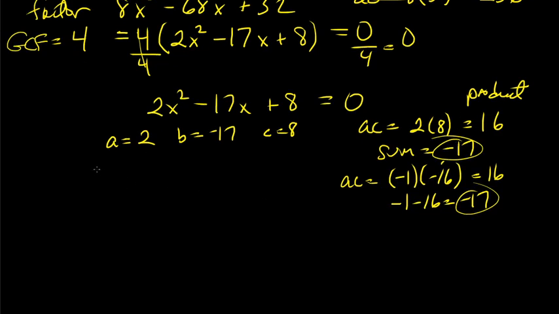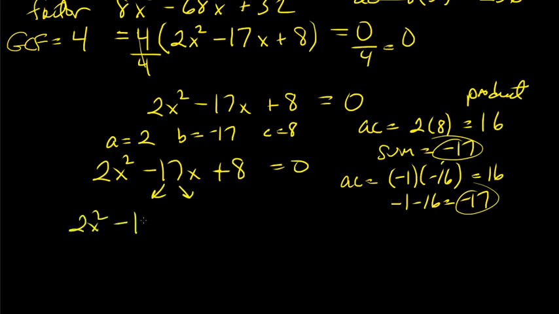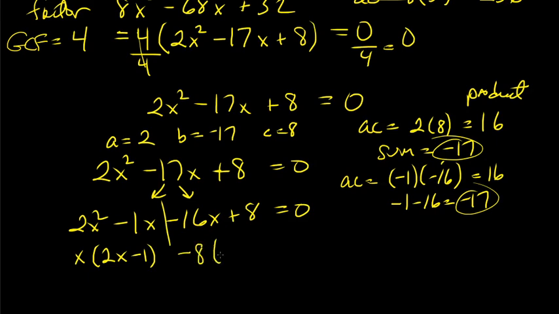So now we split up the middle term. I have to write it over again. Equals 0. So split up the negative 17x as negative 1x minus 16x. Factor by grouping. Take out the x. So it's x times 2x minus 1. And from the last two terms, we have to factor out a negative 8. You're left with 2x minus 1.